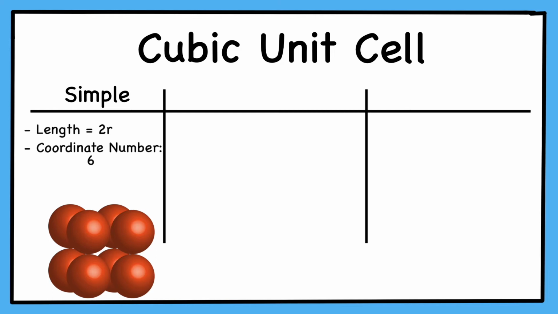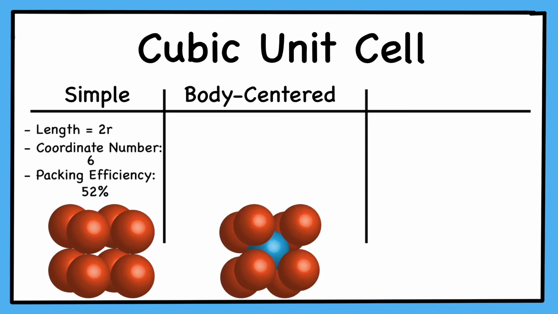Finally, a simple cubic cell has a packing efficiency of 52%. This means that 52% of the total cubic cell is occupied by some portion of an atom. The second type of unit cell that we're going to talk about is the body-centered unit cell.